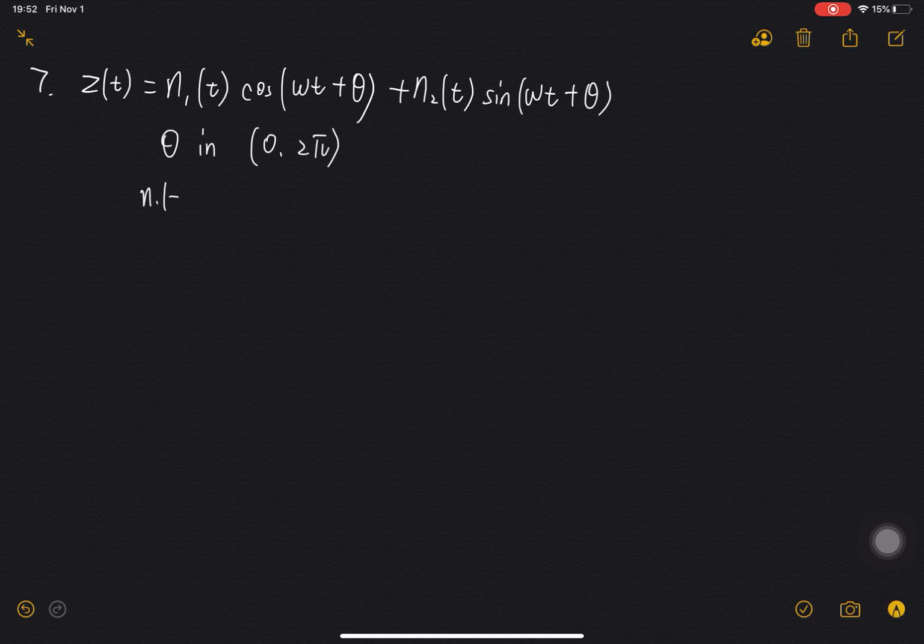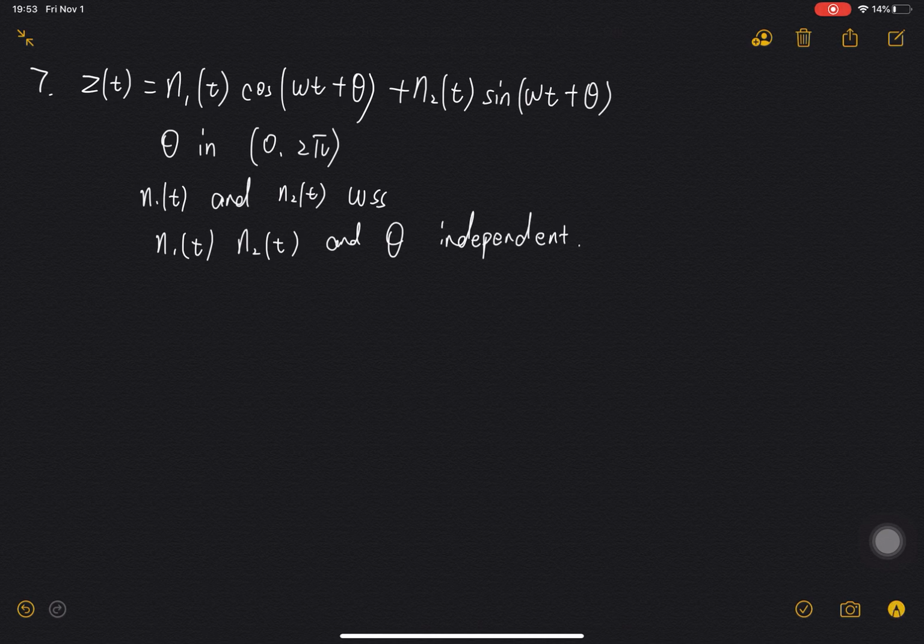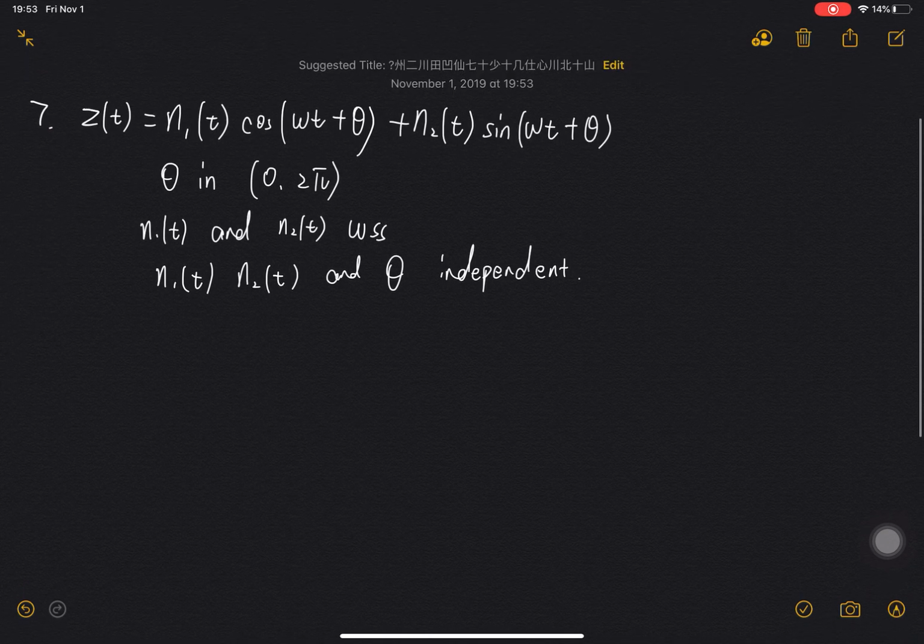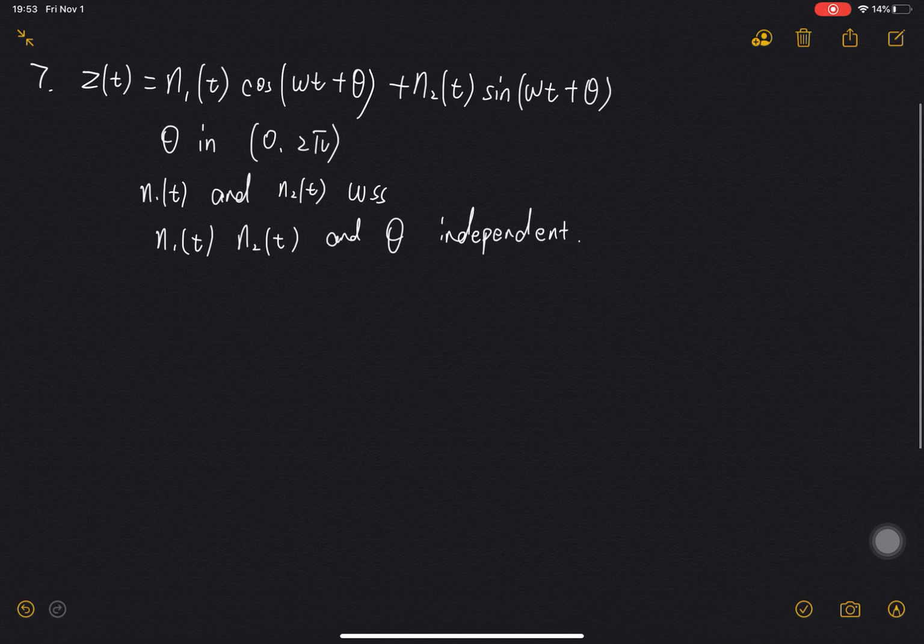and n1(t) and n2(t), they are WSS, and n1(t), n2(t), and theta, they are all independent. So that's all we know from the question. And the first question asked us to find the expectation of z(t).